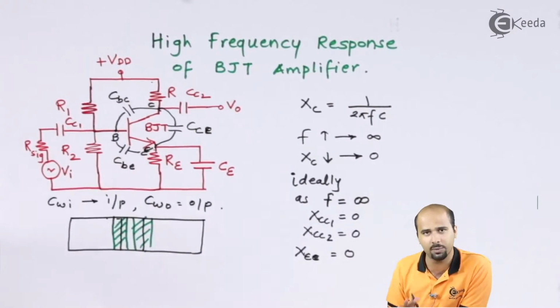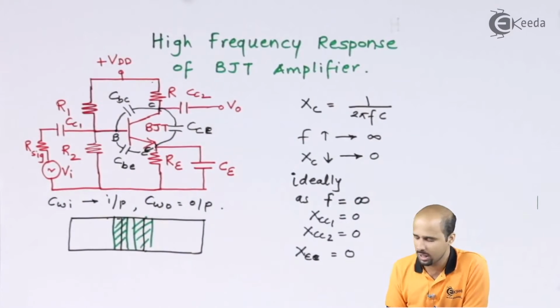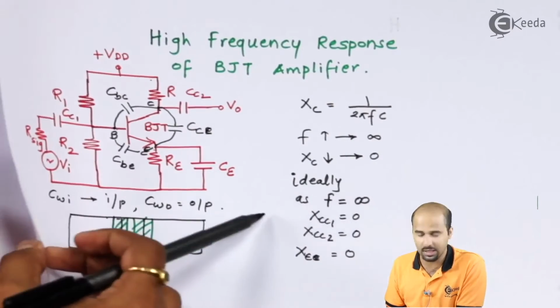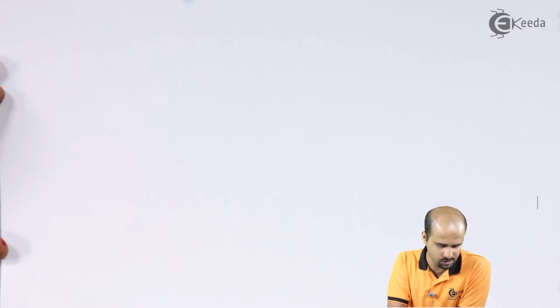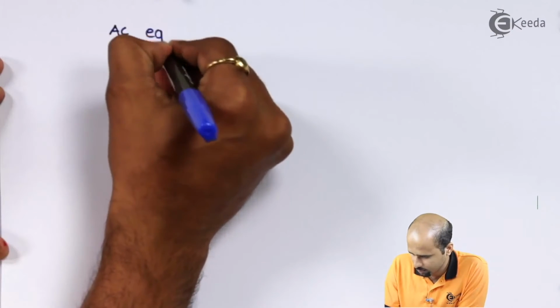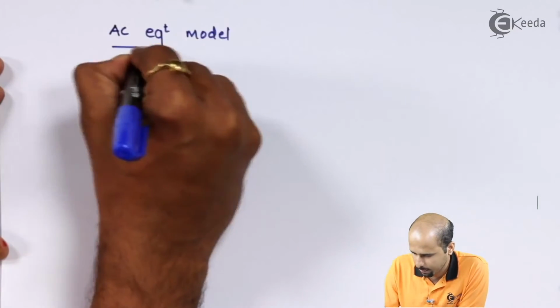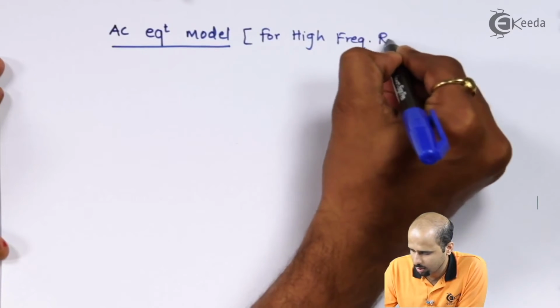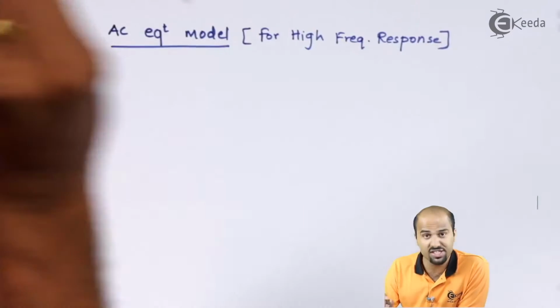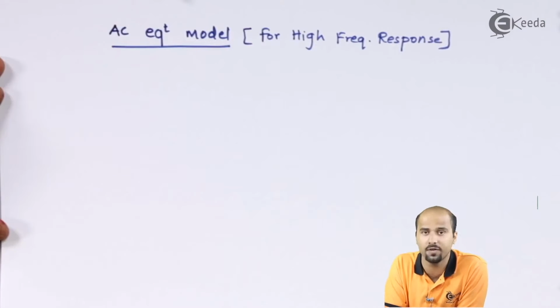So to avoid that, we'll have a separate AC equivalent model. We will draw an AC equivalent model, and then we'll get to know how we get FH1, FH2 and FH3 formed by the RC circuit. So we will first draw the AC equivalent circuit. This is purposely for higher frequency response.